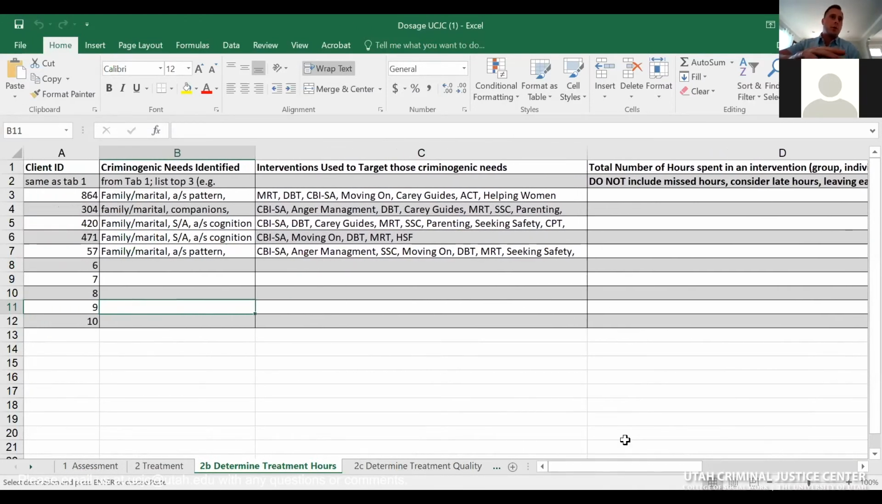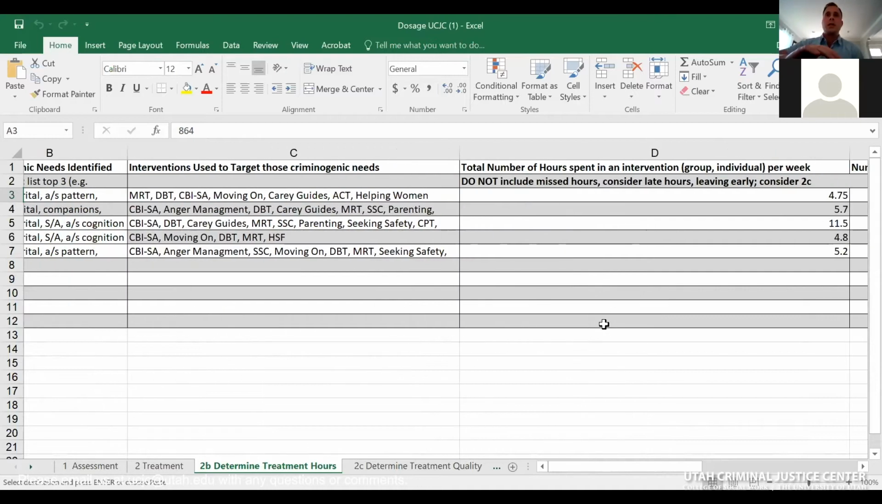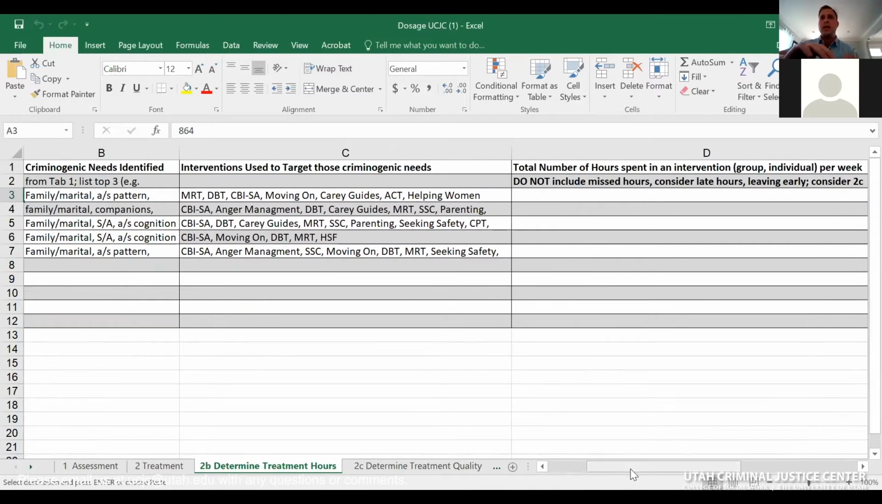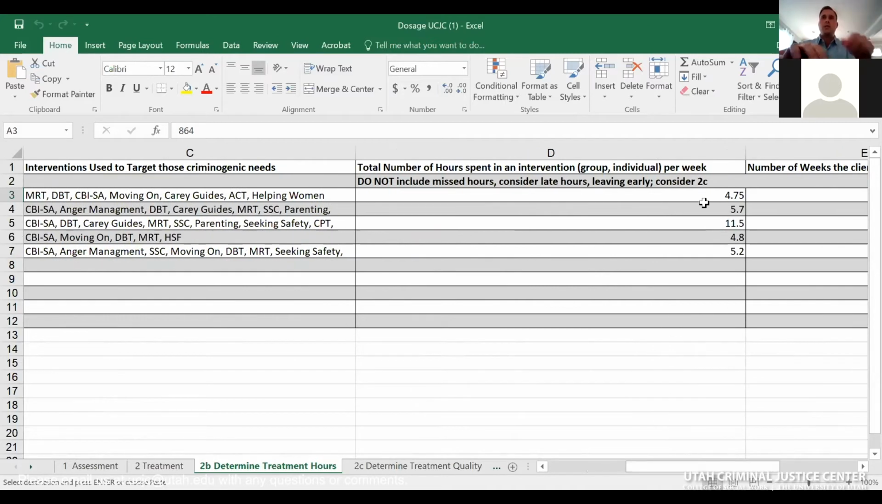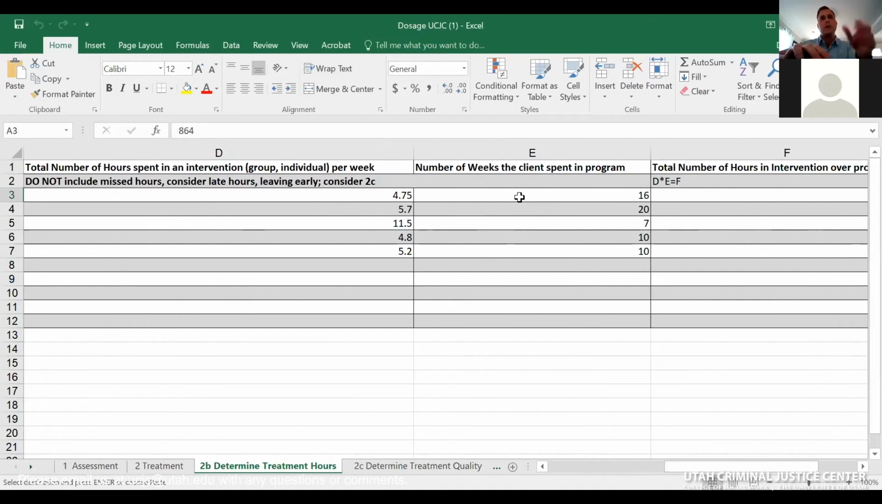Another way to think about this is we could have client 864 listed each time they're in a different program, what that program is specifically targeting, and then that line would be individual to each of those different programs. So just a different structure to this. That would allow you to see the total number of hours spent in each individual intervention, whereas right now, given the format that we sent out, it's only obtainable at the aggregate level.